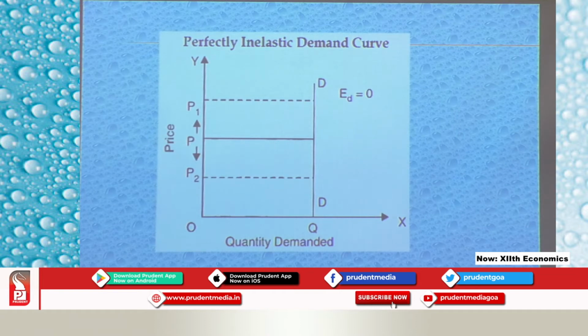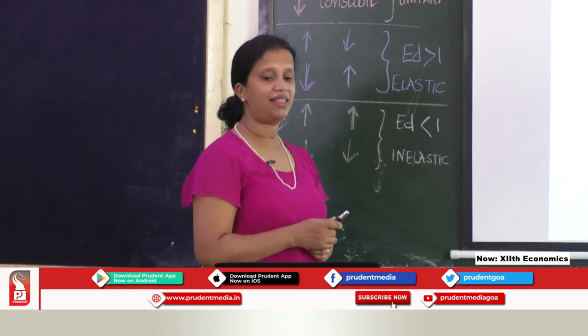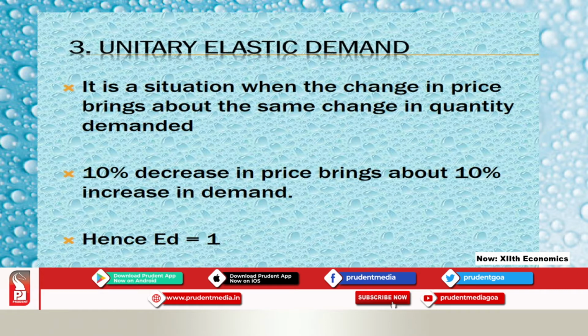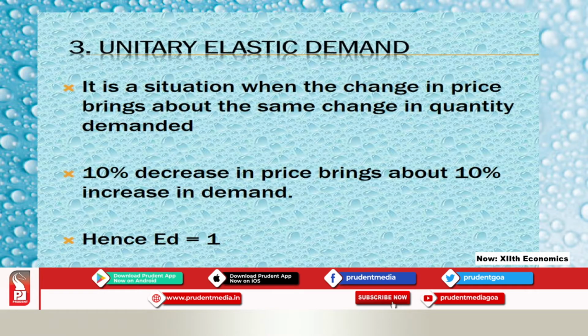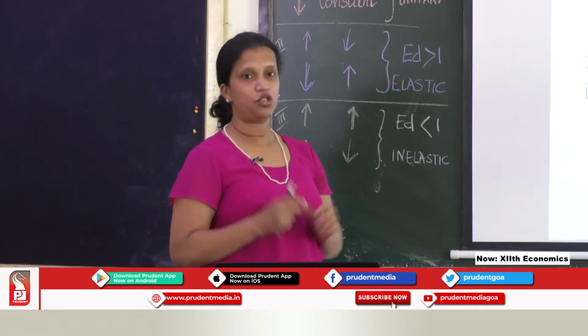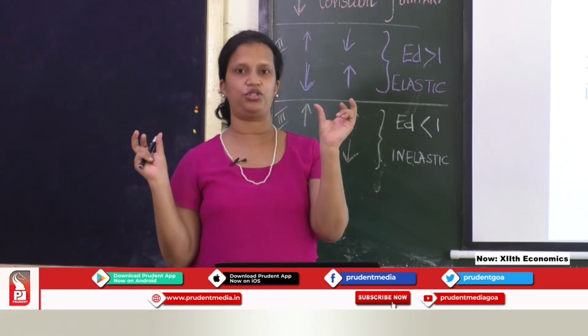Then let us move ahead. We now look at the third type of price elasticity, and that is unitary elastic demand. Now, what does unitary elastic demand tell you? This is a situation wherein a change in price brings about the same change in demand. That means price changes by a certain X amount, demand will also change by X amount. So, we can say that if price decreases by 10%, quantity demanded will increase by 10%. So, both are changing in the same proportion.